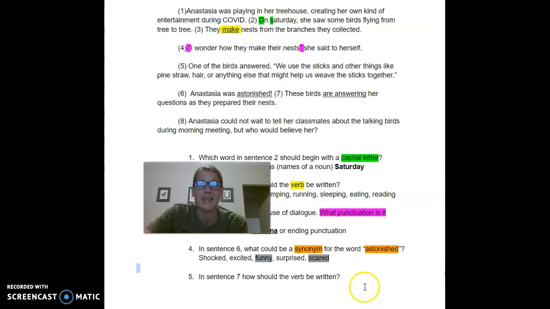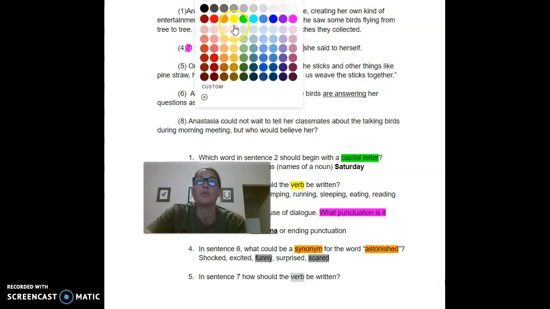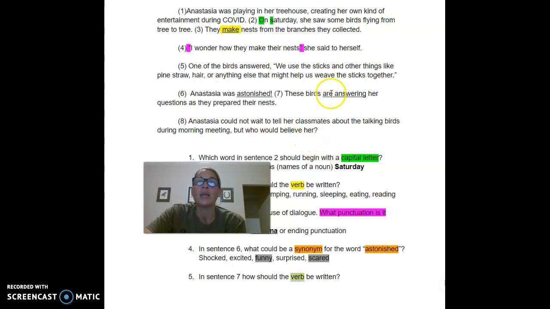And then the last sentence, sentence 7, not the last sentence of our story, the last question, which is asking us about sentence 7, and we're looking at that verb again. And so we already know from earlier that a verb shows action. So I'm looking at the words are answering. Answering is my verb. Are is that helper, okay? We're looking at that progressive tense again. The birds are answering her questions as they prepared their nest.